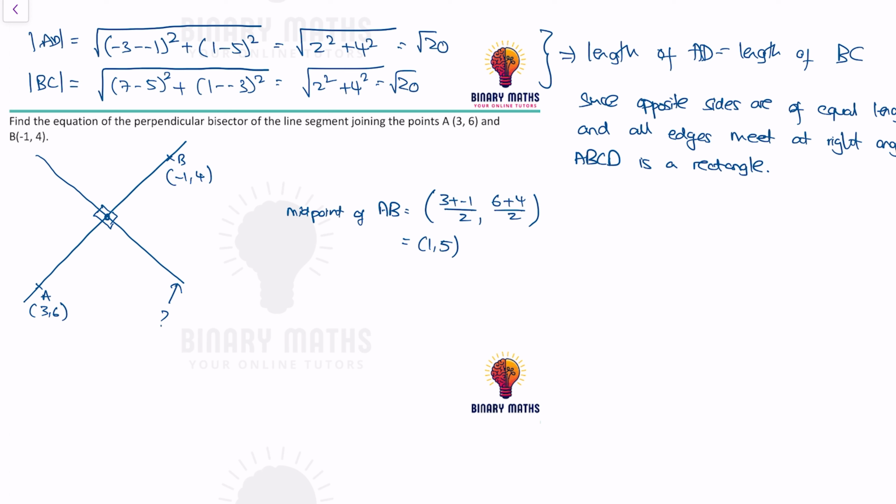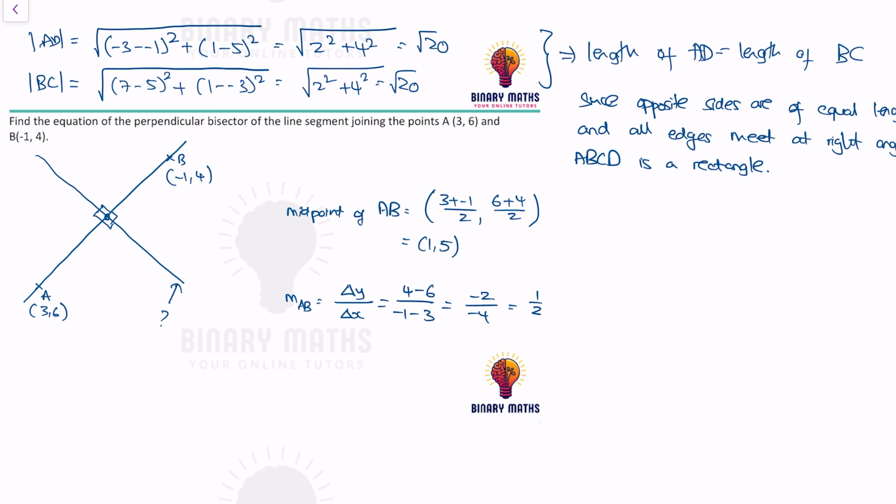The next thing we need to do is find the gradient of A to B. So gradient of A to B is change in y over change in x, which is 4 take away 6 over minus 1 take away 3, which is -2 over -4, which is equal to a half. Now, because the perpendicular bisector is perpendicular, then we know m perpendicular is a negative reciprocal of a half, so -1 over a half, which is equal to -2.